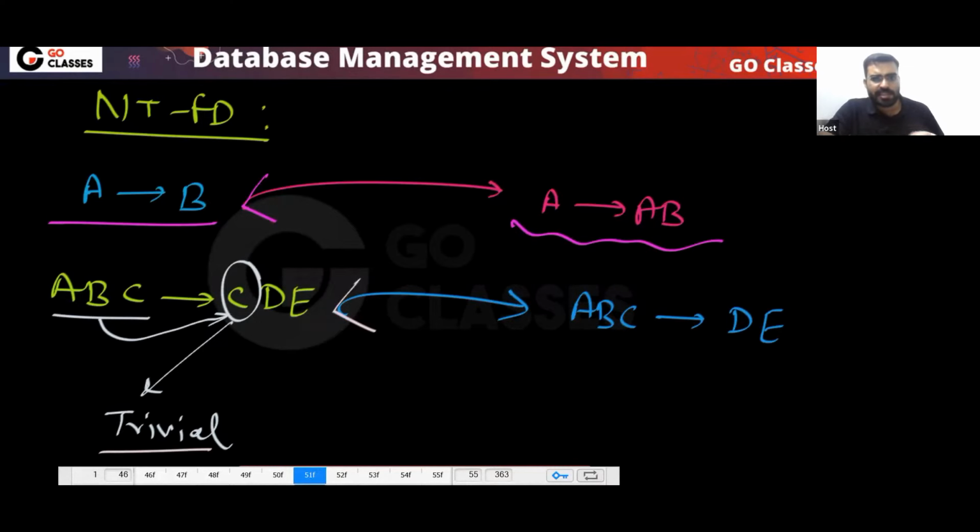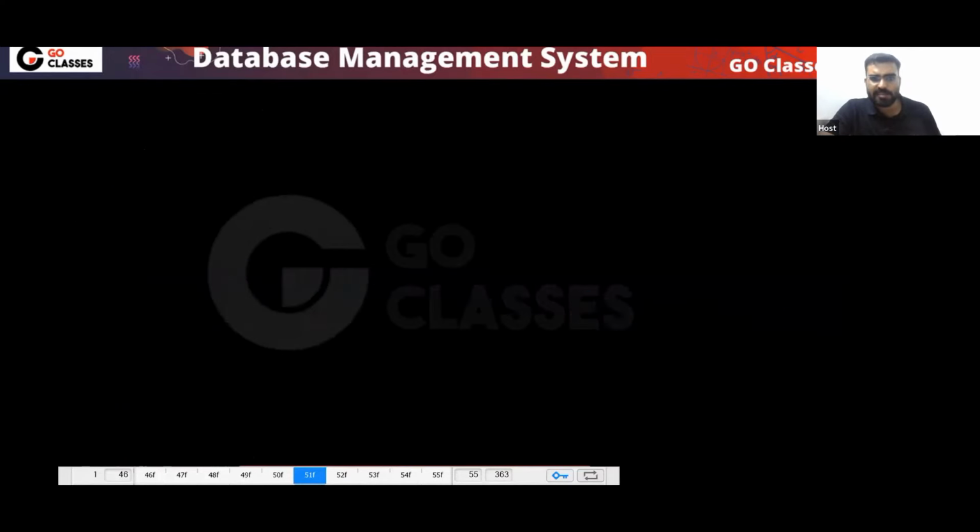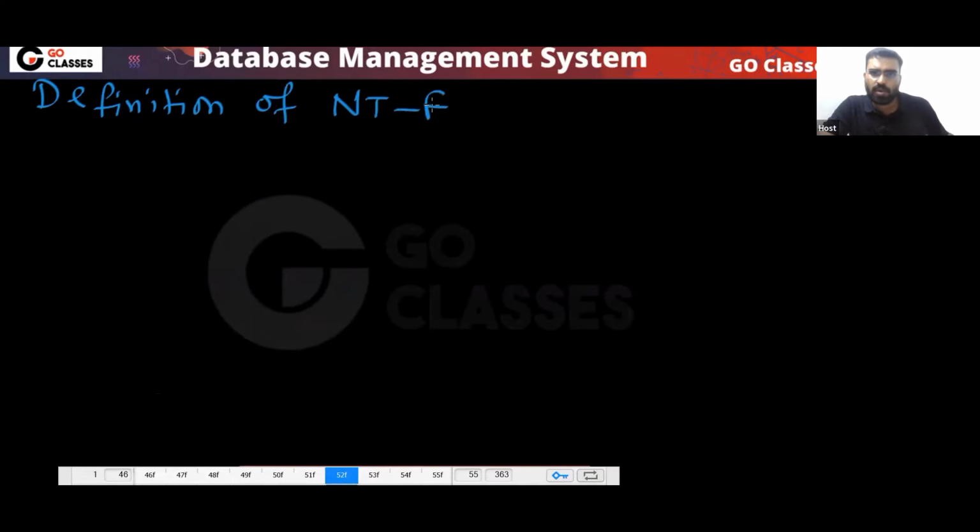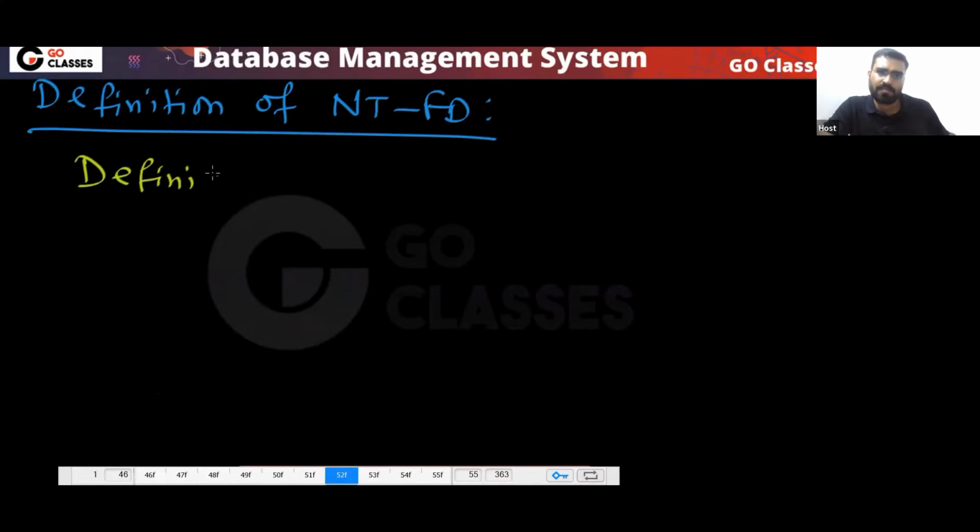That is the reason I am saying that you can define non-trivial functional dependency like this, or you can define it like this. Both are equivalent definitions. Is this clear? Like some authors, you can define it either way because both definitions are equivalent. So let's see definition one. What is definition one? Anything that is not trivial.